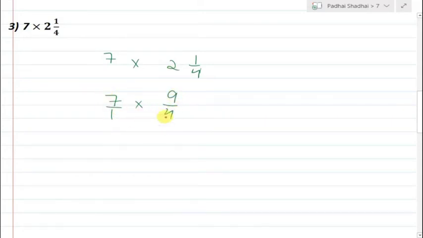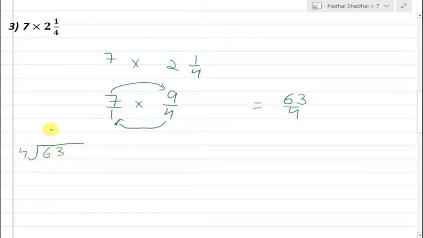We will put a denominator of 1 under 7. Nothing is cut out here, so we will multiply 9 into 7. 9 7s are 63 and 4 1s are 4. Let us convert it into a mixed fraction. 63 divided by 4: 4 1s are 4, 2 is left, and 3 we will take down. 4 5s are 20, 3 will be the remainder.